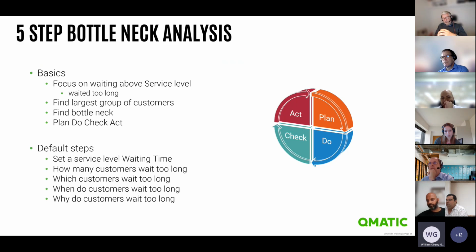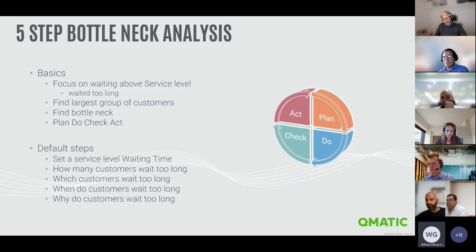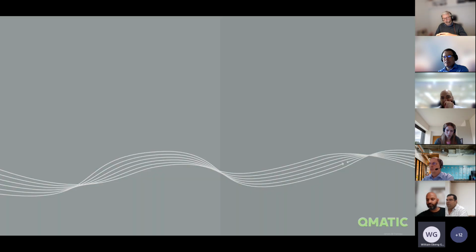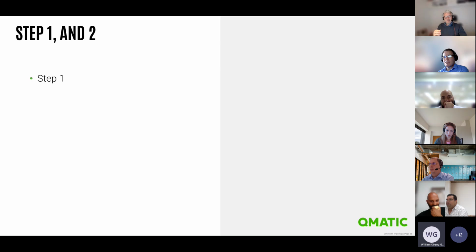And the first step is actually not really a data analysis step. It's really a definition you need to have before you can do the analysis. And that is service level waiting time. I need to know what you think is a customer waiting too long or not. So you have to set that level, so to say. And then you can go through how many wait too long, which customers are waiting too long, when do they wait too long, and why do they wait too long. Those are the simple 5 steps. Now I'll quickly go through this. I'm not sure if you will stay with me.